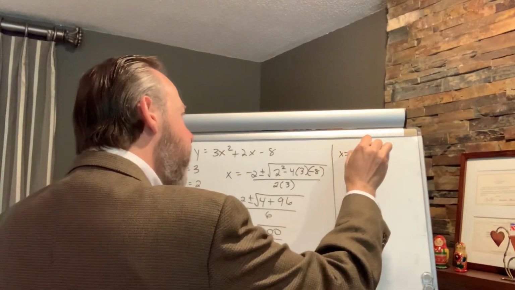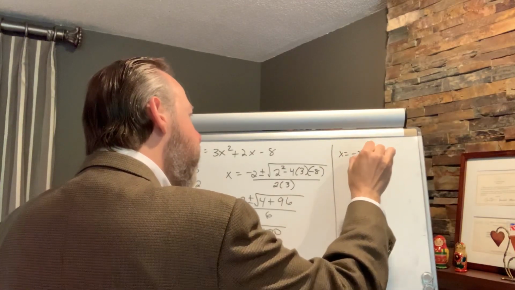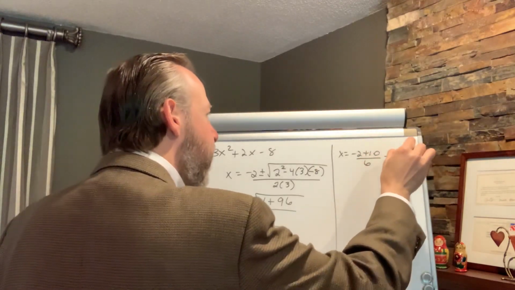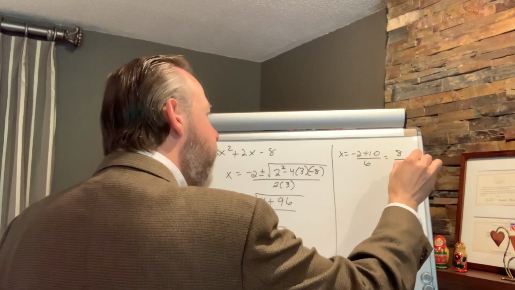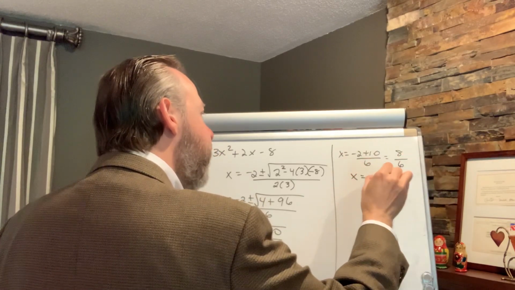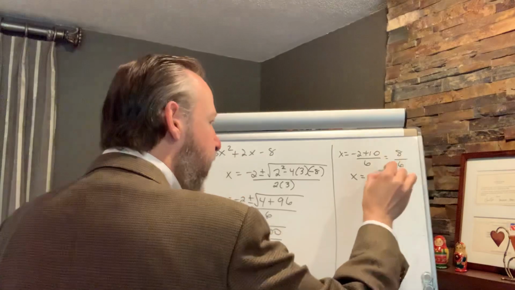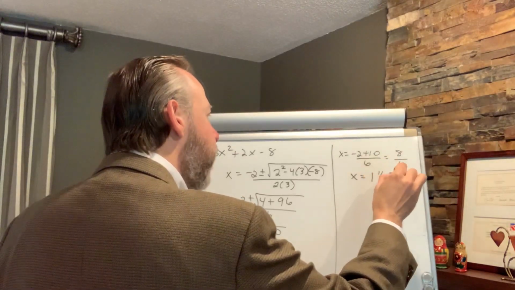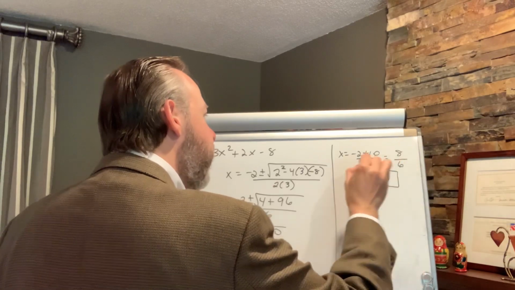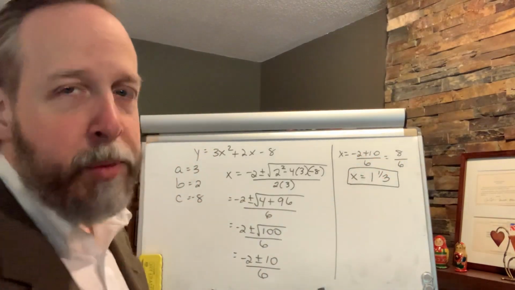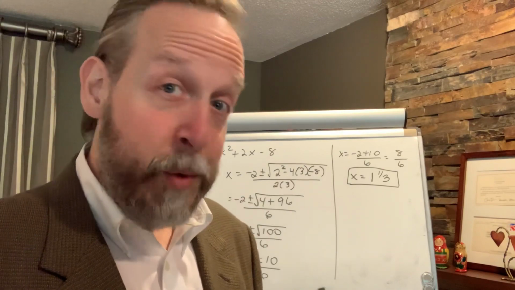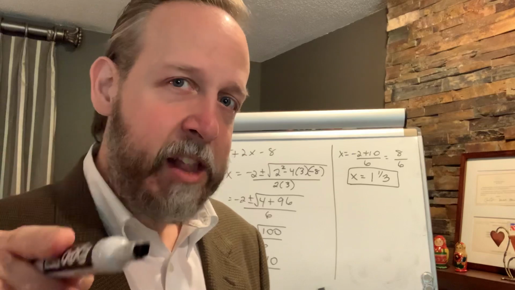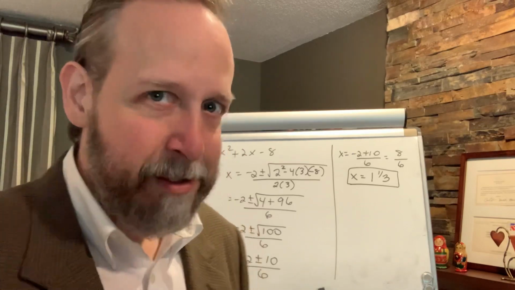X is negative 2 plus 10 divided by 6. I'll do that one first. Negative 2 plus 10 is 8 divided by 6. That means that x is, 6 goes into 8 one time with 2 over 6 left over, which is 1/3. So one of my answers now is x equals 1 and 1/3. Again, if you were to graph that, there's no chance you're going to correctly identify that the place where the curve goes through the x-axis is exactly 1 and 1/3. That's going to be impossible.